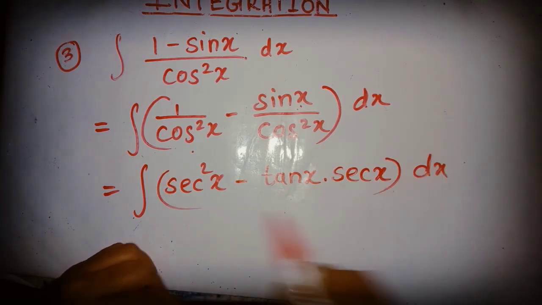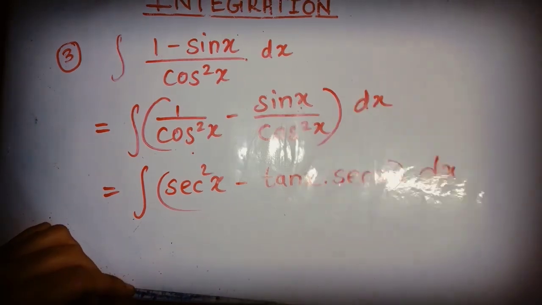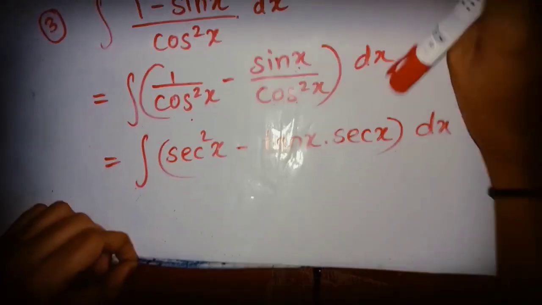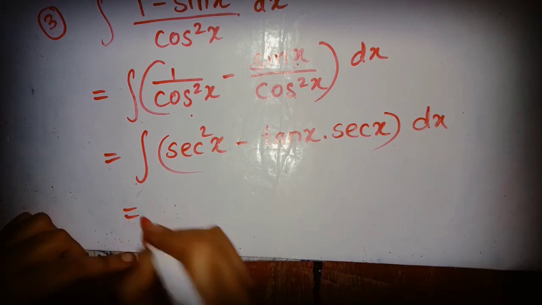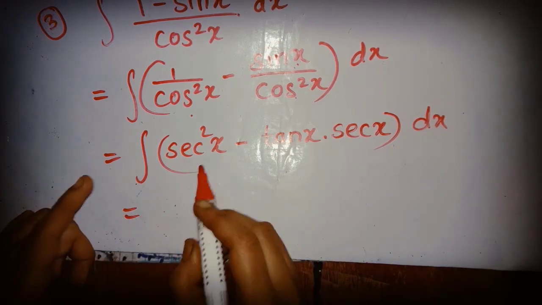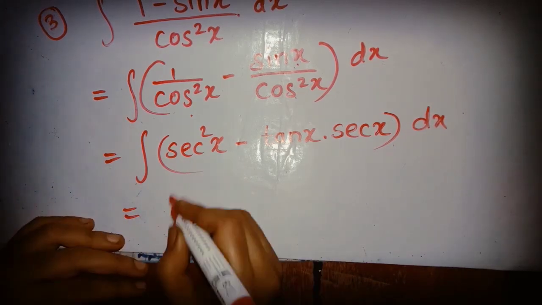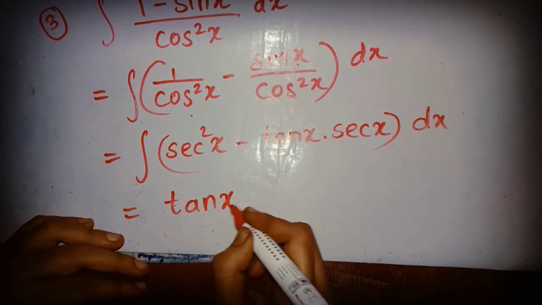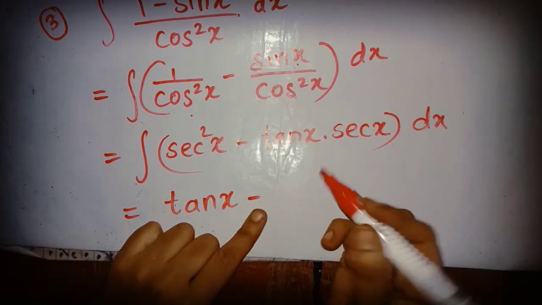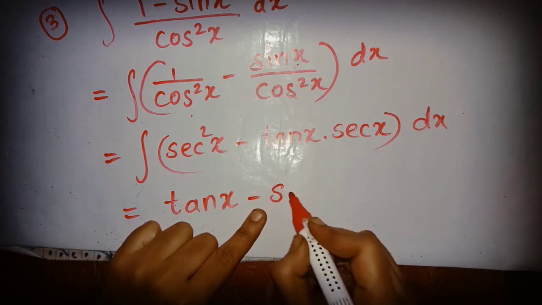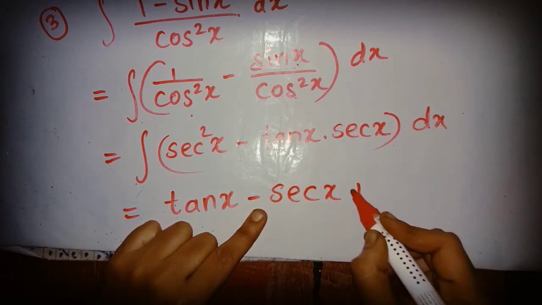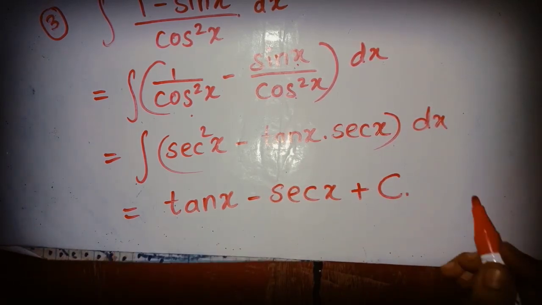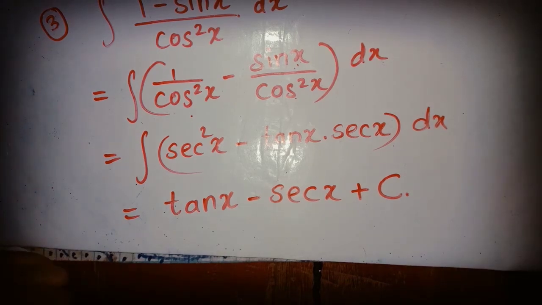And you know the integral of both these trigonometric functions. So integral of sec square x is tan x, minus integral of tan x into sec x, which is sec x, and the constant of integration, which is c.